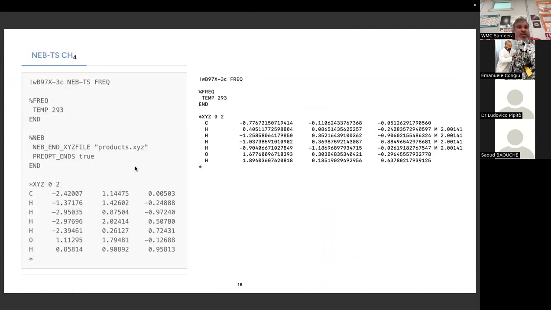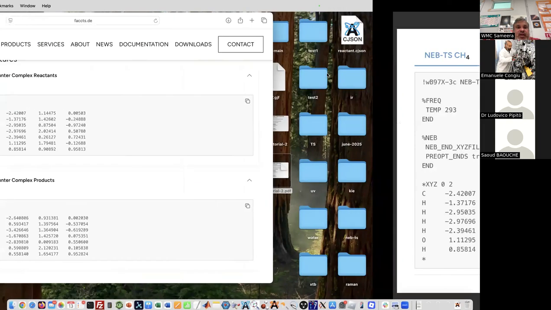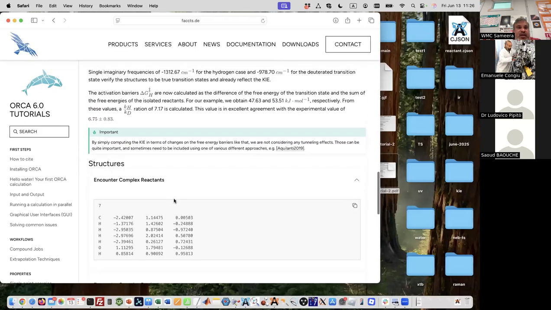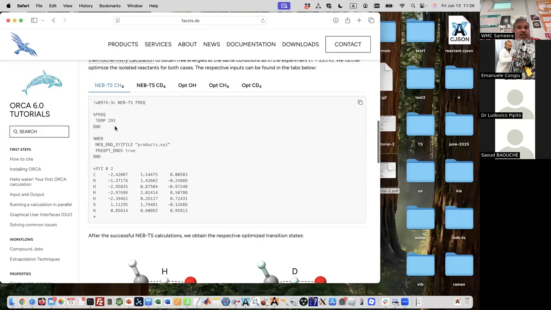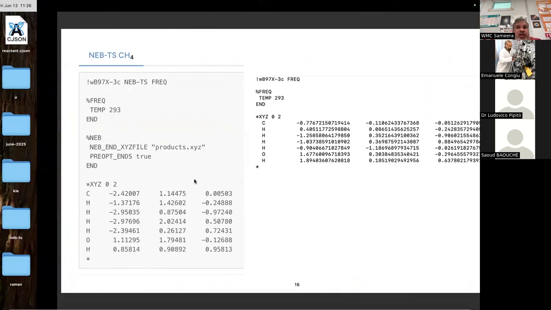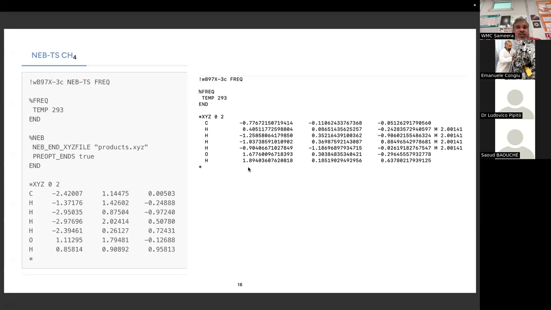The input file is here. You can find this input file in the tutorial over here, and then you can simply get the transition state.